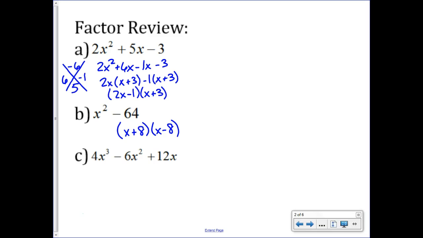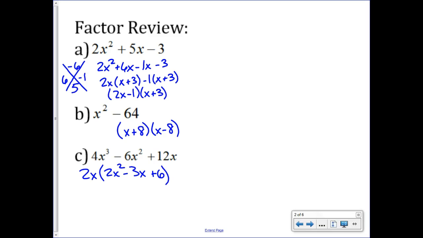What I want to look for here, though, is I see that all of those numbers are even, so I know I can at least take a 2 out. I also see that every term has an x, so I can take a 2x out front, and then I have 2x squared minus 6x, or no, minus 3x now, if I take a 2 out of there, and plus 6.